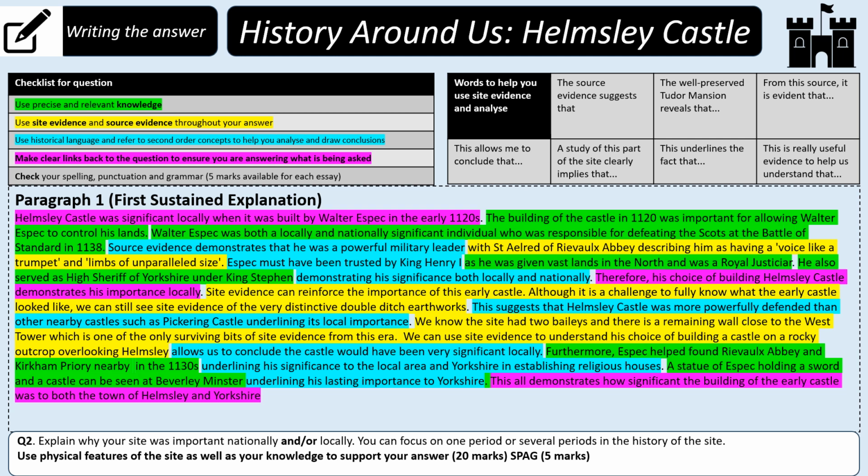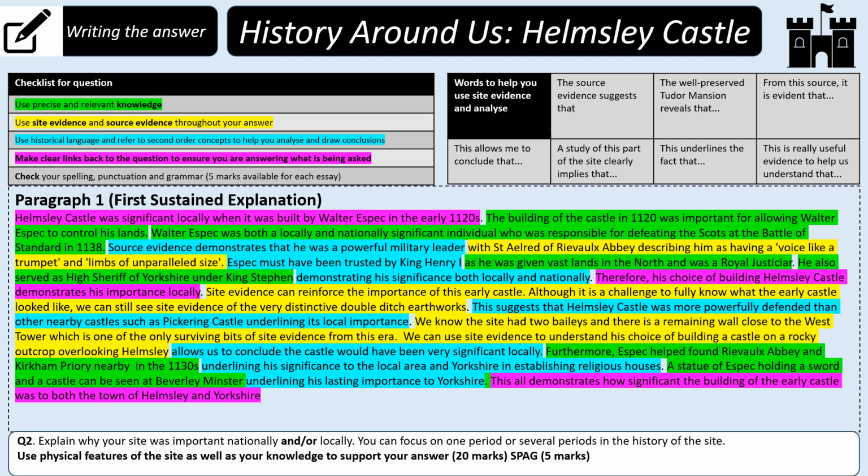Helmsley Castle was significant locally when it was built by Walter of Spec in the early 1120s. The building of the castle in 1120 was important for allowing Walter of Spec to control his lands. Walter of Spec was both a locally and nationally significant individual who was responsible for defeating the Scots at the Battle of Standard in 1138. Source evidence demonstrates he was a powerful military leader, with St Ailred of Rievaulx Abbey describing him as having a voice like a trumpet and limbs of unparalleled size.